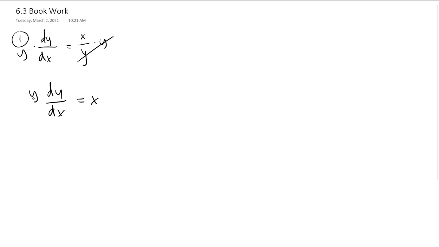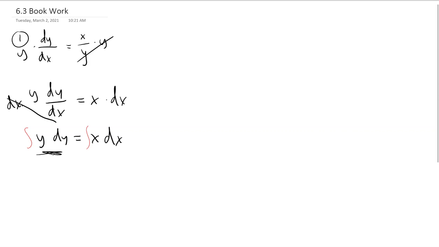And you can see now the purpose of that is it gets the y stuff together on the left. Then I'm going to multiply both sides by dx. So now we've got just y stuff on the left and just x stuff on the right. So now it's set up in a way that we can integrate both sides. That's okay to do to an equation as long as you do it to both sides equally.